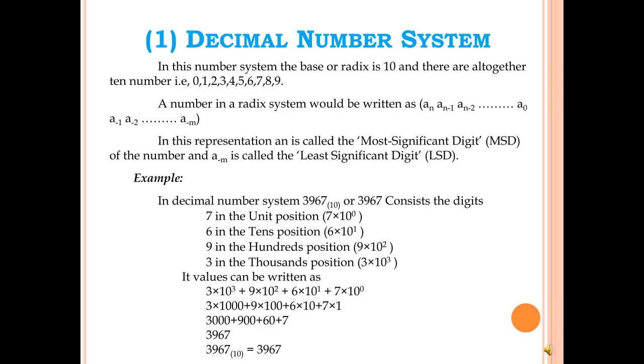That means after making the calculation, we get the value as 3000 plus 900 plus 60 plus 7. The answer comes as 3967. So the valuation of 3967 of base 10 is equal to 3967 only.